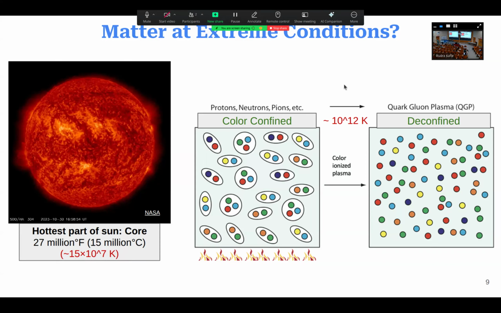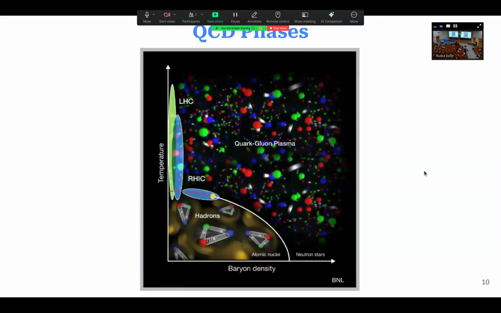But what if you increase the temperature to 10 to the power 12 kelvins, a billion trillion kelvins? Then you obtain an exotic phase of matter in which the quarks and gluons that make up these protons, neutrons, and pions, normal hadronic matter, are deconfined. They are color ionized into freely flying quarks and gluons, and that phase of matter is called quark gluon plasma. But why are we interested in this exotic phase? That's an interesting question that I'll address later.